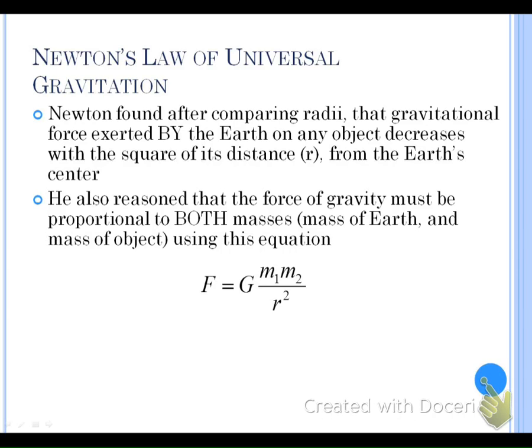So here's the equation that he came up with to solve for gravitational force. He compared radius, he compared distance from the Earth, he compared things on the moon, but we've got to take into account both masses of both objects. One of those masses might be the Earth's mass. It might be two small objects. We're trying to find the force between the two. You can do lots of different things with this equation.